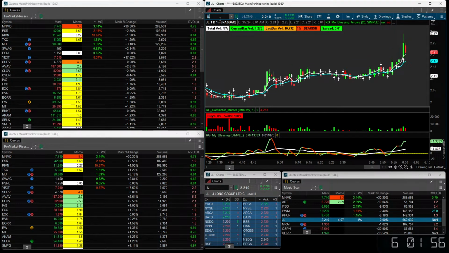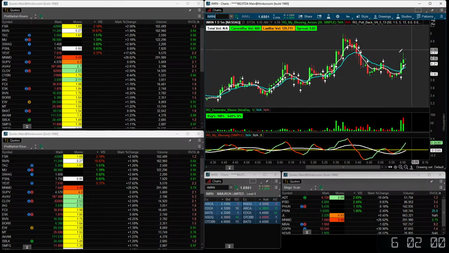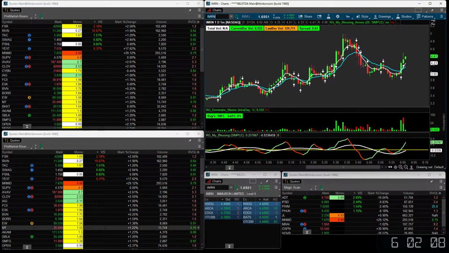All right, I don't see it on my chart. I'll pull it up. Yeah, it's barely moving. It's not very much volume at all. But we can try and see if we get a play on it.